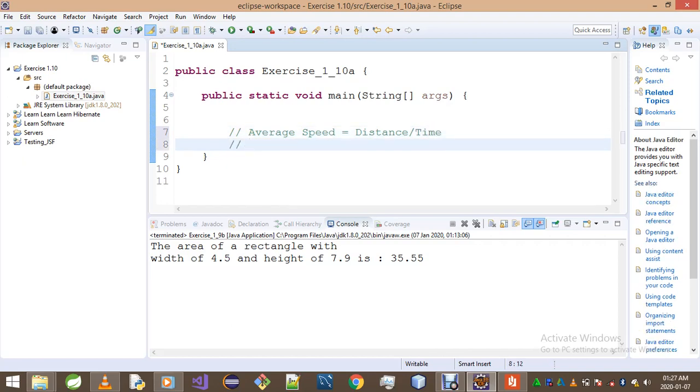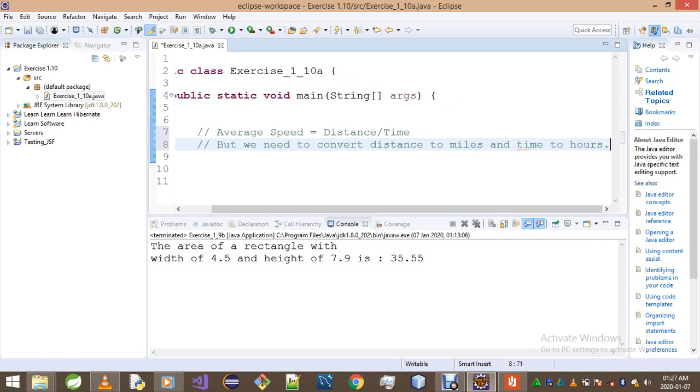Okay, but we need to convert distance to miles and the time to hours. Okay, we first need to find the distance value in the correct units.